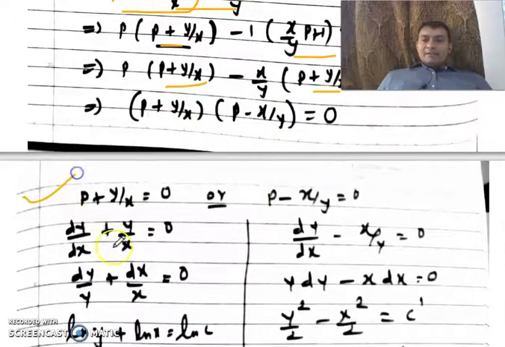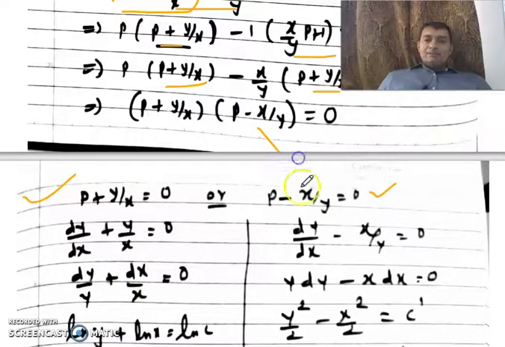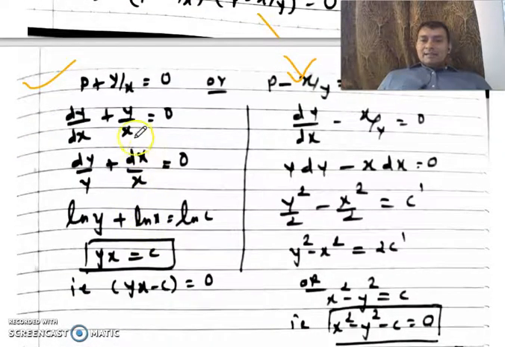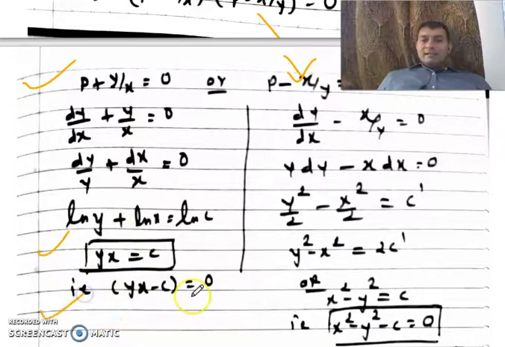So let us consider the first one on the left hand side, and this is on the right hand side. This is the second one. Here we can observe that after solving this linear form, we get the solution yx = c, which can be written as yx - c = 0. On the right hand side, p - xy = 0.